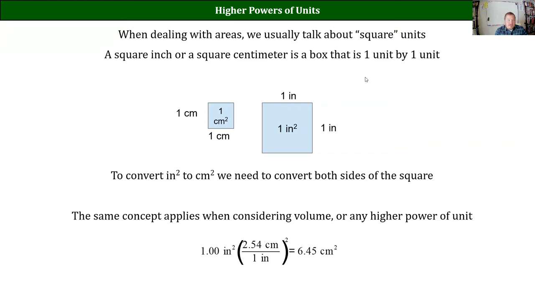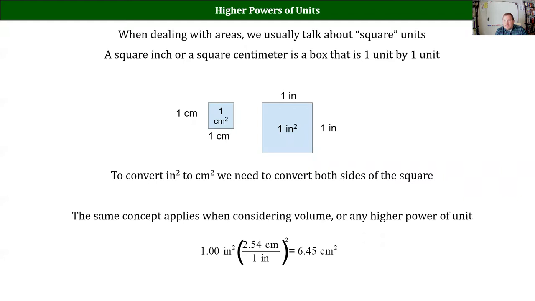We don't usually deal with area. Area doesn't really have its own units for the most part. Acres, kind of. But acres is still a derived unit that has a definition based on square feet. So when we have square units, if we had one square centimeter, that's just like having a box that is 1 centimeter by 1 centimeter, right? We have a square. If we want to convert that though, we would have to convert both sides of the square, right? If we want to convert this box into inches, we have to convert both sides of the box before we could get the right area, right?